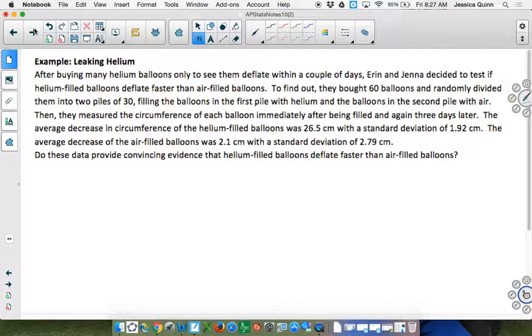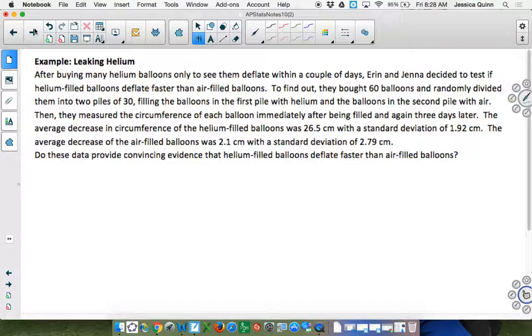Okay, so leaking helium. Here we go. After buying many helium balloons, only to see them deflate within a couple of days, Aaron and Jenna decide to test if helium-filled balloons deflate faster than air-filled balloons. What do you think in your experience? Helium lasts longer. Yeah, I don't think so. I don't know. Helium balloons last a long time in my house.